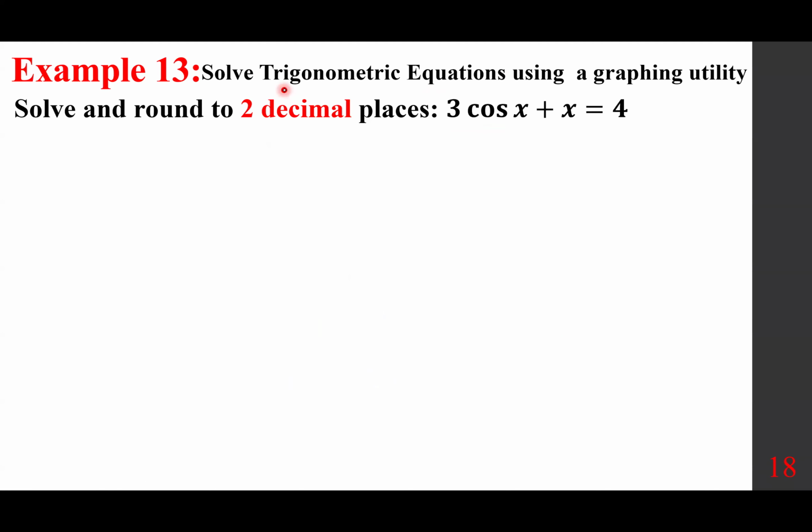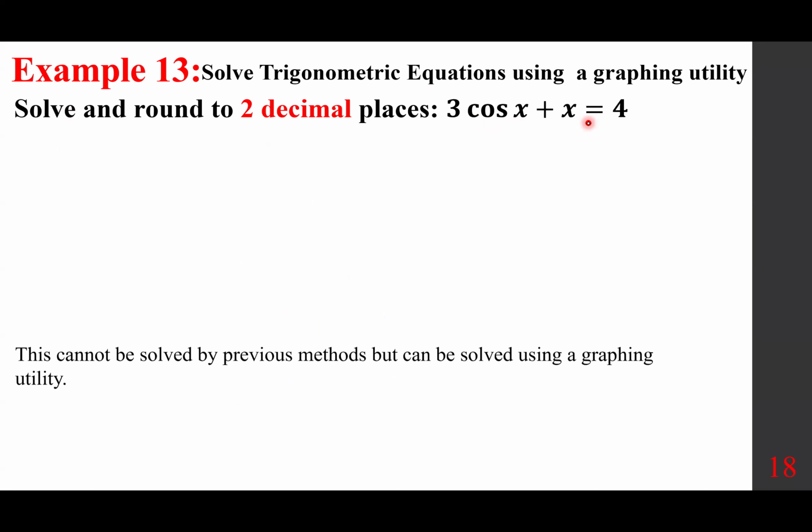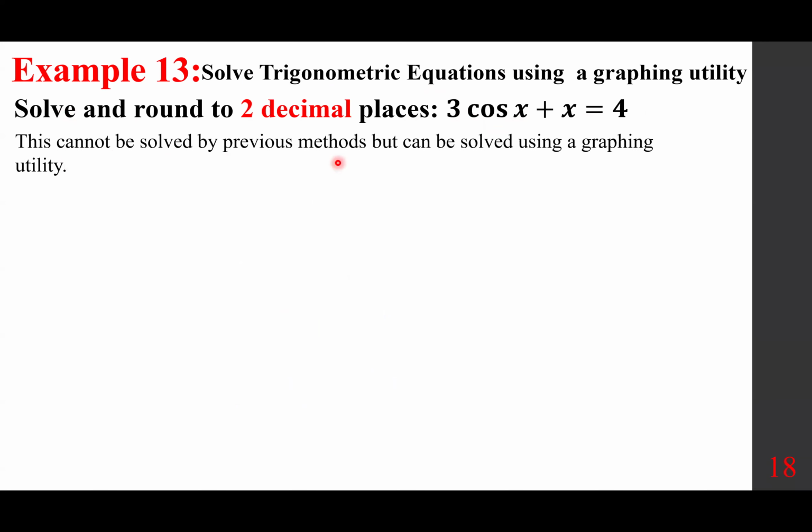Now, let's solve a trigonometric equation using a graphing utility. Solve and round to 2 decimals. 3 cosine x plus x equals 4. In this case, this can't be solved by the old method. This cannot be solved by previous methods, but can be solved using a graphing utility.